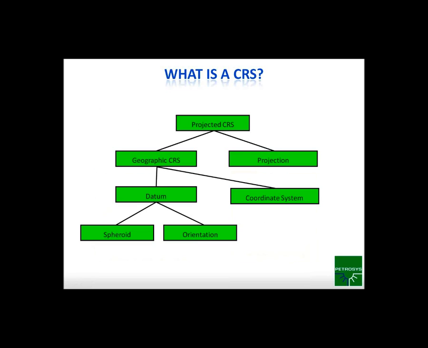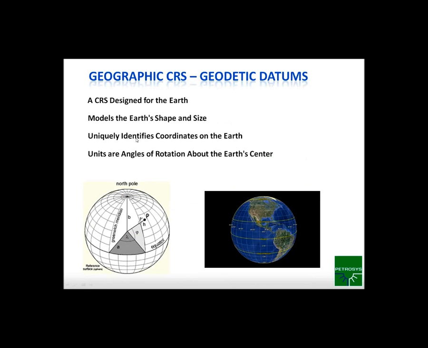So a CRS is built up of a couple different things. The main things we're going to be talking about are geographic CRSs, which is kind of the base of our projected CRSs. The geographic CRS, and I'll just start talking about that now, is a CRS that's been designed for the planet. So we first have to come up with a model of the Earth's shape and size. That's usually going to be something that's based on gravity readings, something we call a geoid. I'll show you an example of a geoid here in just a second.